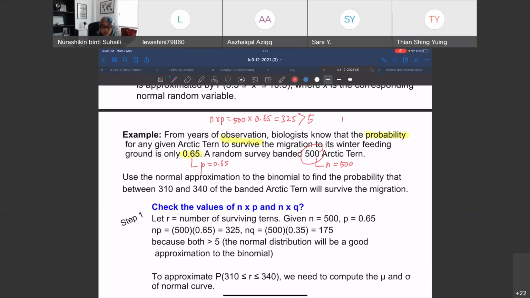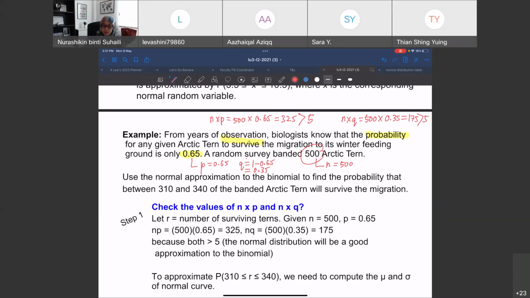The next thing is we have to find n times q. How to find q? q is 1 minus p. So 1 minus 0.65. This is a formula included in binomial, if you still remember. So this one is 0.35. q is equal to 0.35. So n times q is 500 multiplied by 0.35, which is equivalent to 175. This one is also more than 5, so both conditions are met. So we can use normal distribution to solve this problem.